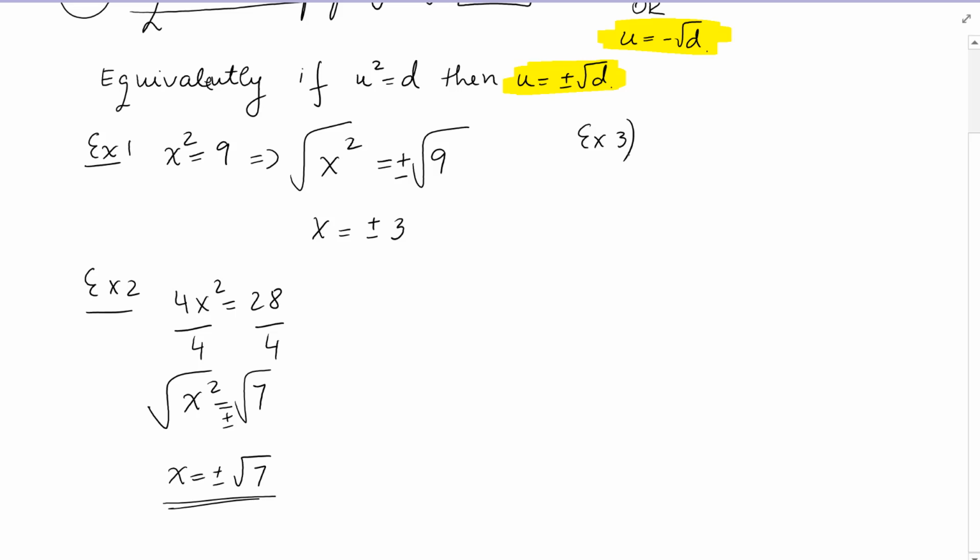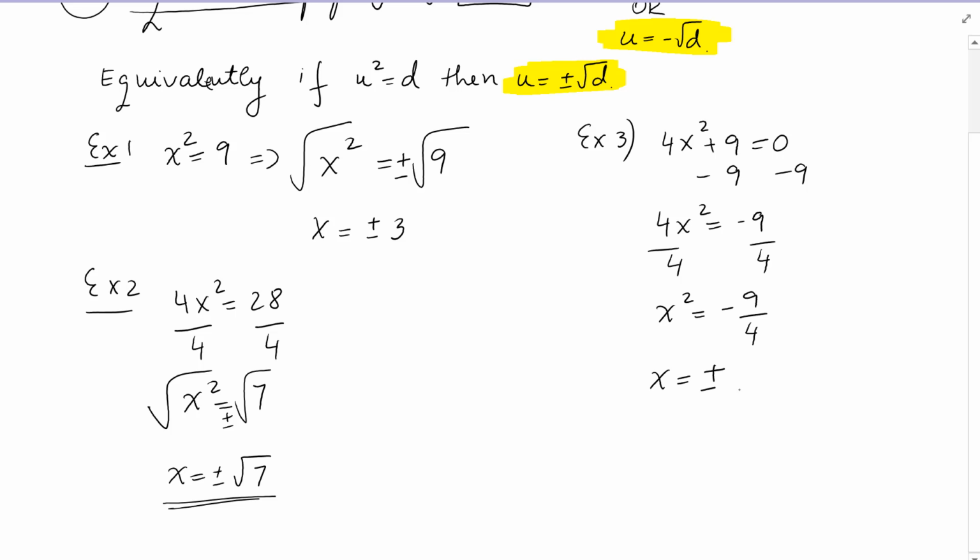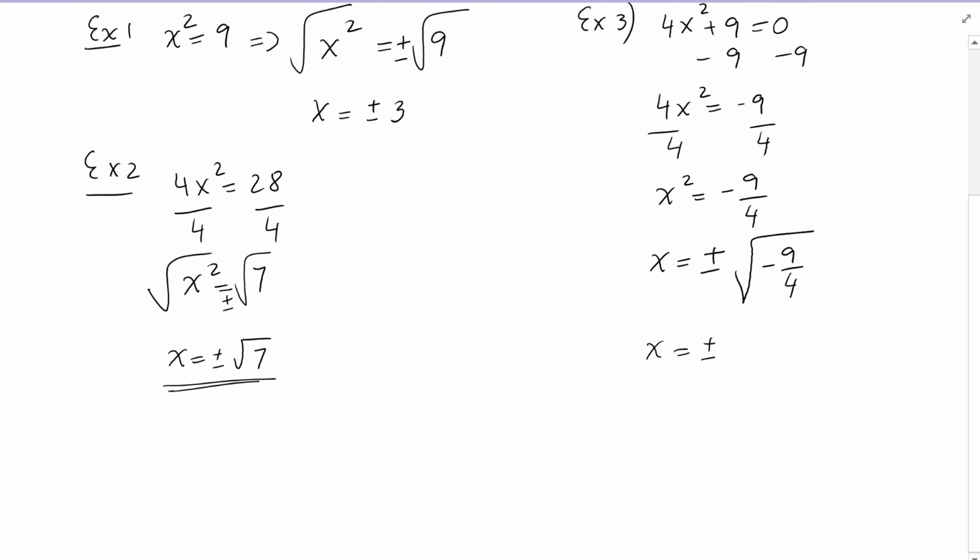Another one, example 3. Let's say we have 4x squared plus 9 equals 0. Again, I want x squared by itself, so I'm going to subtract 9 from both sides. 4x squared equals negative 9. Divide by 4 on both sides. x squared equals negative 9 over 4. So x can be plus or minus square root of negative 9 over 4. Well, if we were in real numbers, we would say no solutions. But since we learned complex numbers, let's finish this problem using complex solutions.